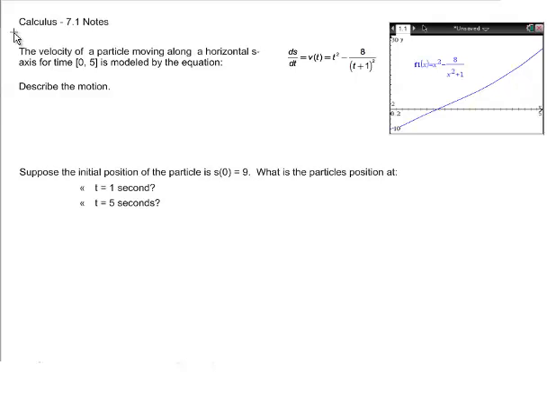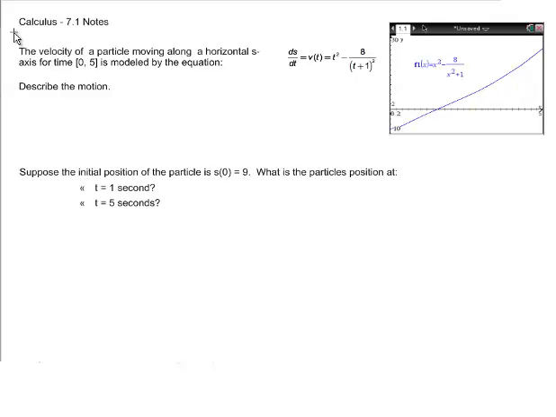Chapter 7, Section 1 talks about integrals as net change. To start with that, we're just going to look at a particle position function. They give it to us as a rate of change, where ds over dt is equal to velocity of t, which is equal to t squared minus 8 over t plus 1 squared.